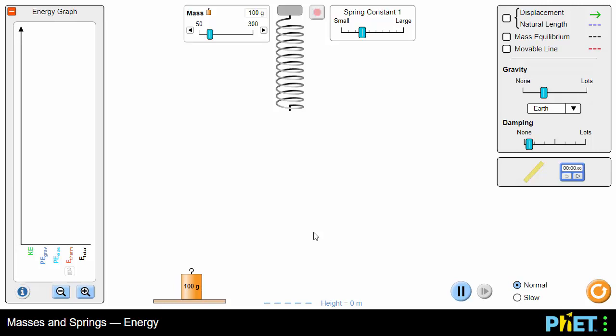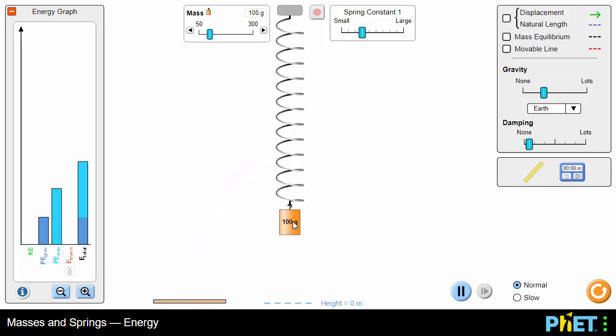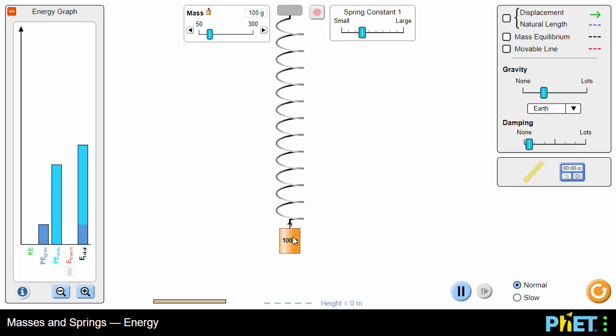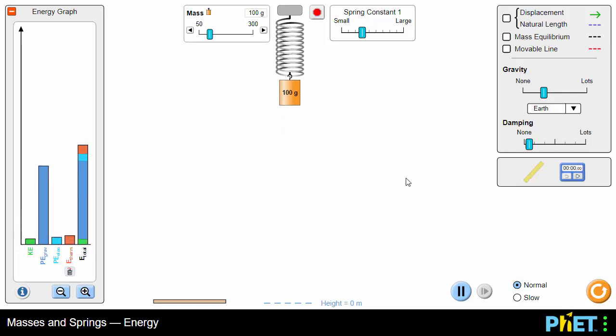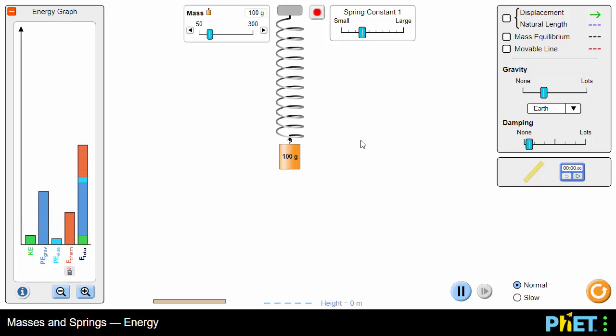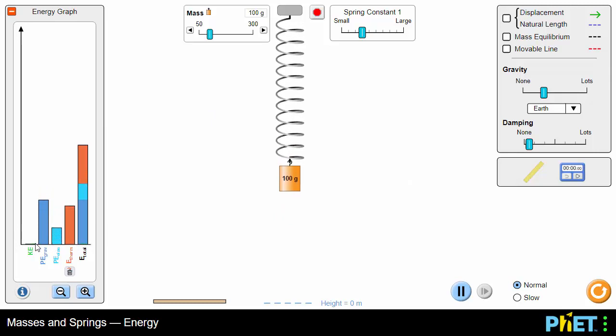When you first start the resource, it would look something like this. And of course, there's nothing stopping you just clicking on the mass and dragging it up to the spring, and pulling down to stretch the spring, and then releasing the button and watching the oscillations. And over on the left-hand side here, you can see all the energies. But things happen so quickly, it's difficult to see what's going on.